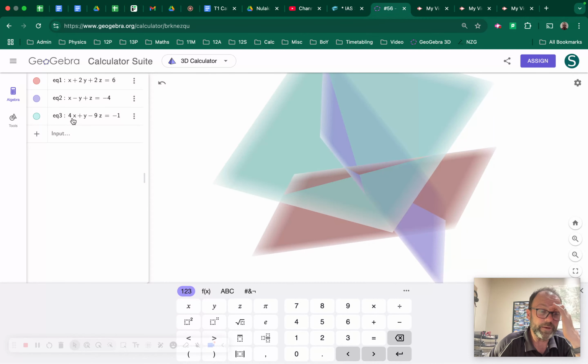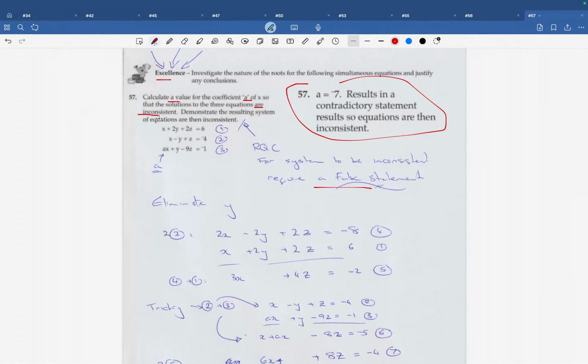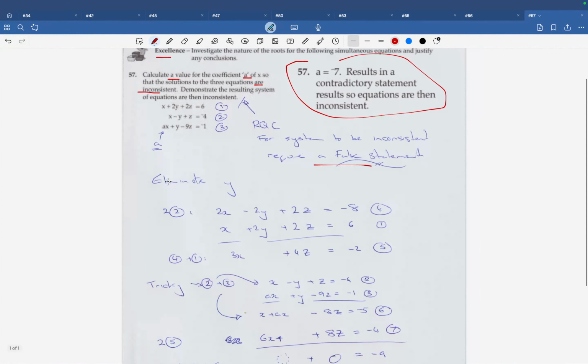Okay, and to do that, what we need to do is algebraically solve it. So the strategy here is I've looked at this and let's look at the y's in here, okay? And let's eliminate y's. So we're saying 2 times equation 2, 2x minus 2y plus 2z equals -8. Let's call that equation 4. Let's bring equation 1 directly below it and then go 4 plus 1. Why? Because we're going to eliminate the y's. That gives you 3x. That gives you 4z. That gives you -2. Let's call that equation 5.